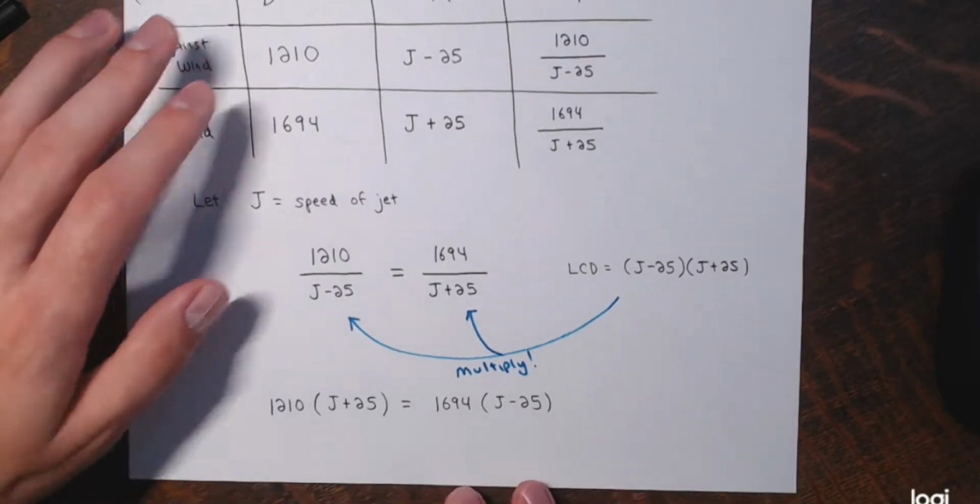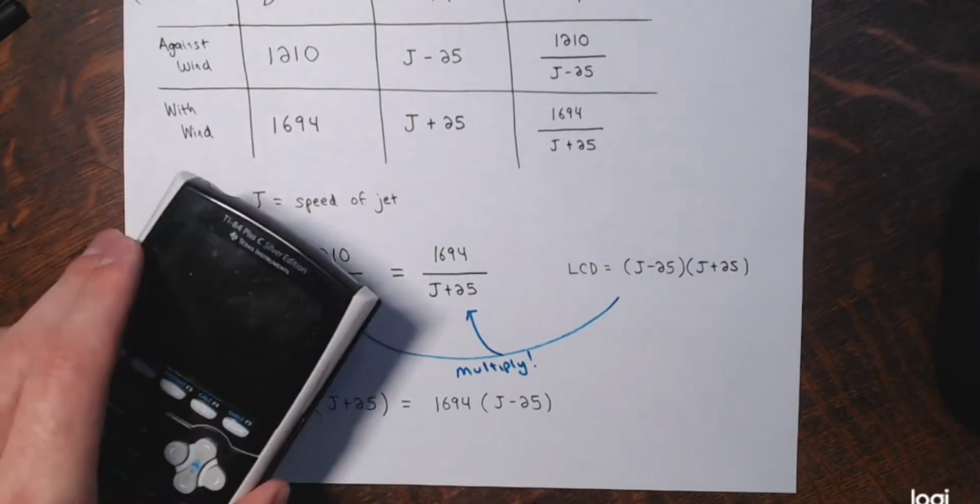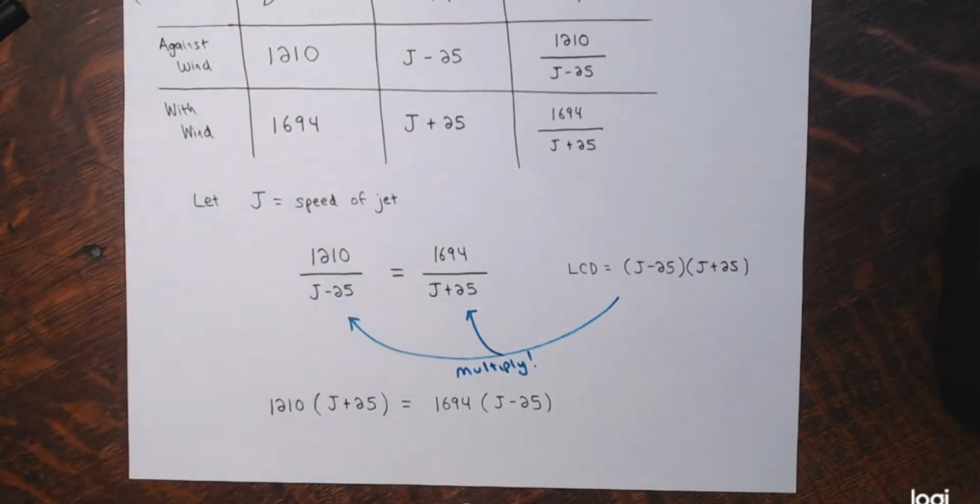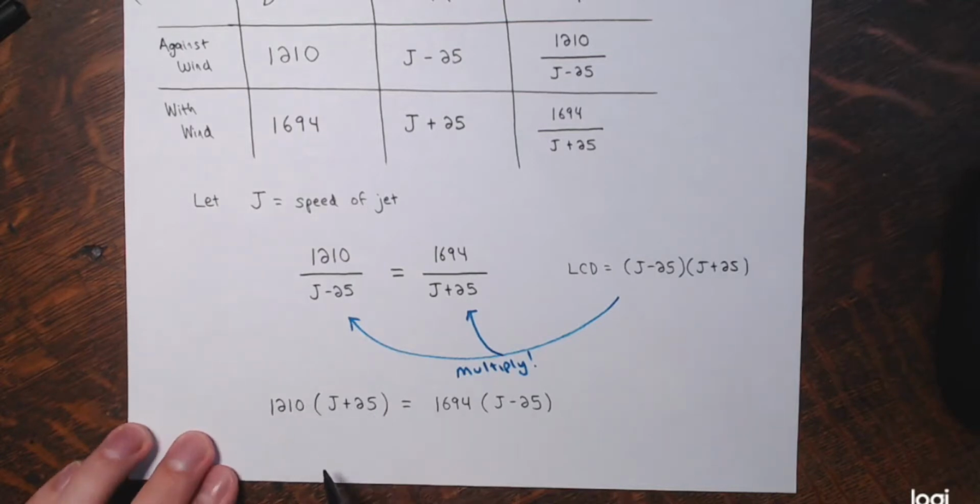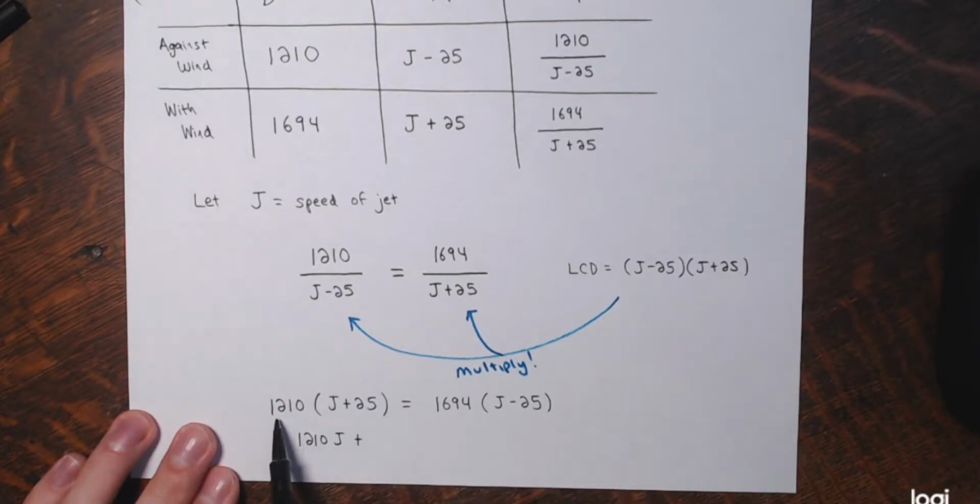Okay, and then I have a calculator off to the side. Use whatever you want. Distributing the 1210 here, we'd have 1,210 times J plus, let's see, 1210 times 25. 30,250.